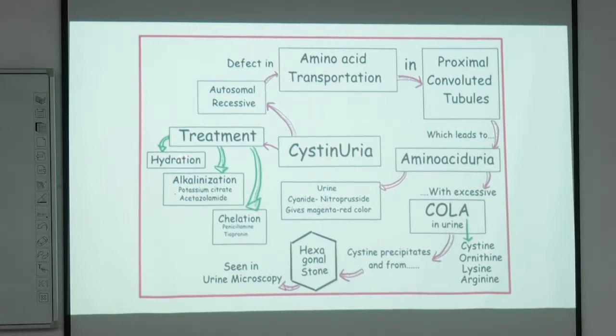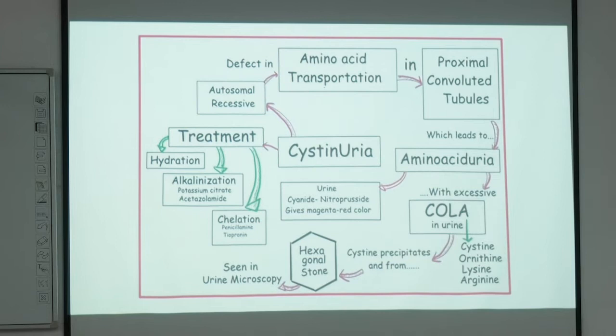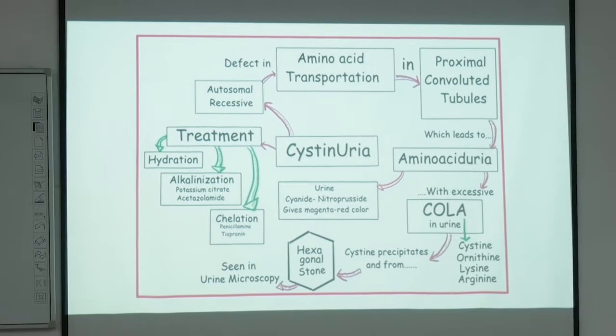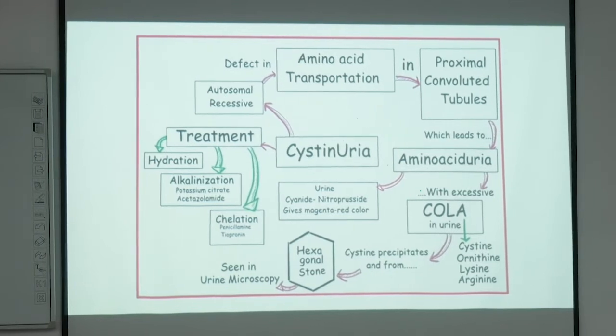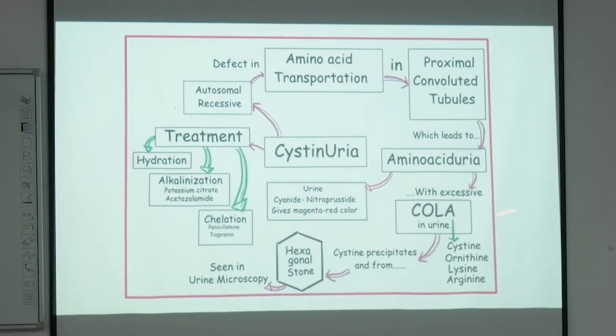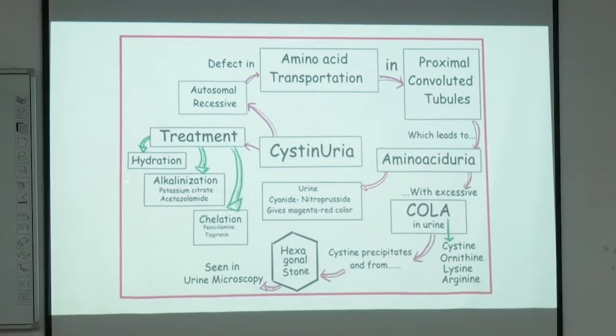So we need to take these amino acids out of our body. For that, we need to get more hydrated so that more urine will be formed and these amino acids will go out of our body. And when the urine is alkalinized, the solubility of these amino acids in the urine increases. And there is another way of treatment, that is chelation. These substances combine with these amino acids and get excreted in the urine.